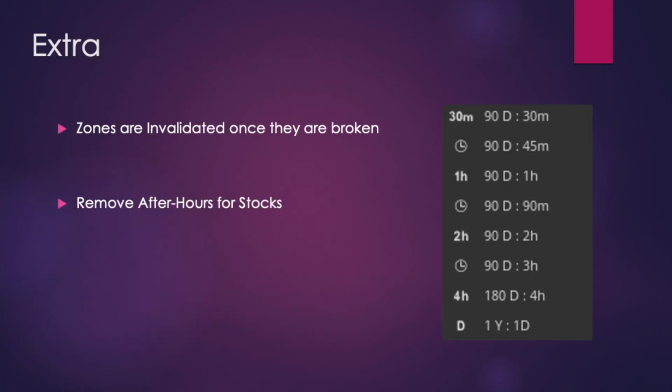So now I have a few other basic pieces of information regarding supply and demand. These imbalance zones are invalidated once they are broken, as this means that all historical institutional orders have been used up. And if you're trading equity stocks, only chart supply and demand zones with after hours turned off. This is very important. Here are the time frames I personally use to chart these zones. Feel free to use whatever time frame you want.